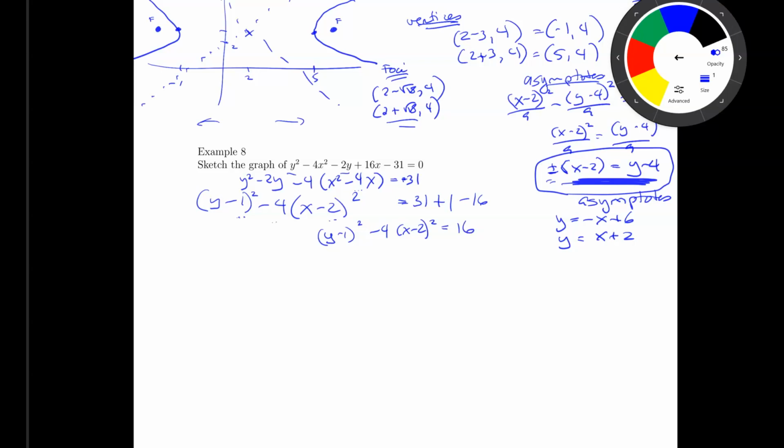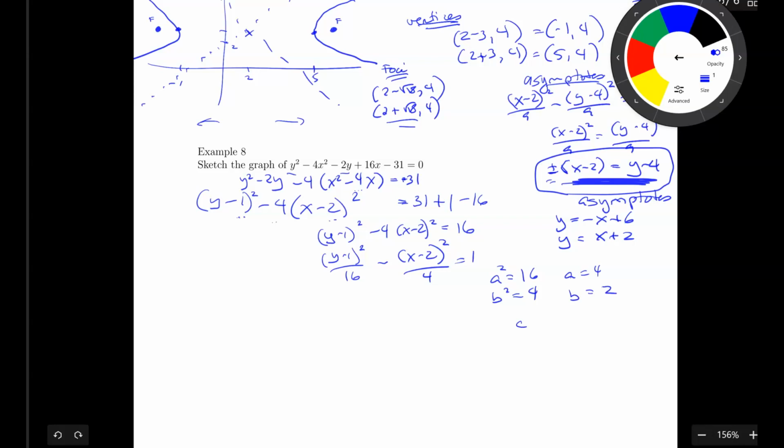And so I'm going to divide through by 16. And then I get x minus 2 squared over 4 equal 1. Okay, so my a squared is 16. My b squared is 4. So a is 4, b is 2. So my c squared will be 16 plus 4. So that's 20. So c is equal to plus or minus root 20.